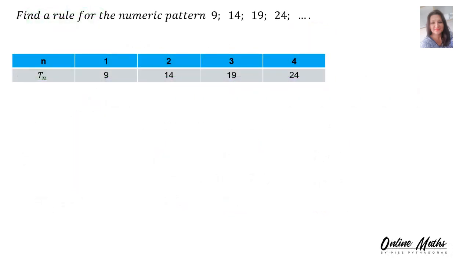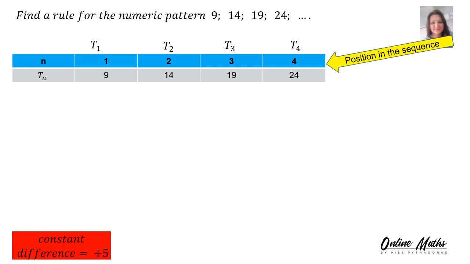Find a rule for the numeric pattern 9, 14, 19, 24. And then I gave you the sequence inside a table. The first term's value is 9. Term 2, the value is 14. Term 3, the value is 19. And term 4's value is 24. Remember, n on top there, that is the position in the sequence. The first term, the second term, the third term.